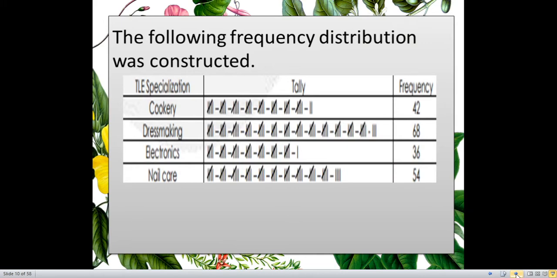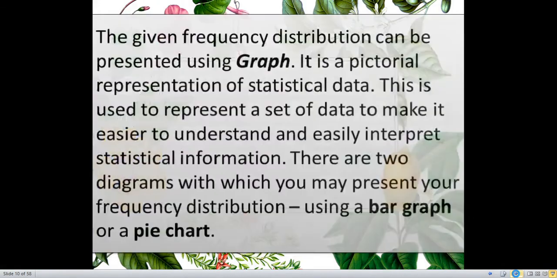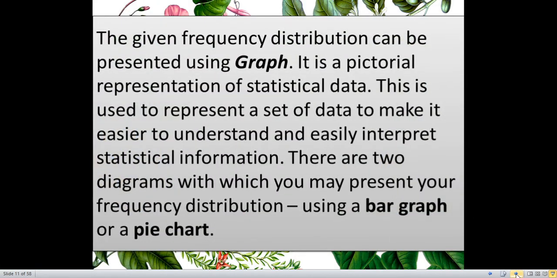And then, after they did the survey, they constructed a frequency distribution table, which is our lesson last week. So that is a TLE specialization consisting of cookery, dressmaking, electronics, nail care. Then we have the tally, then the frequency. The given frequency distribution can now be presented using a graph. And a graph is a pictorial representation of statistical data. This is used to represent a set of data to make it easier to understand and easily interpret statistical information.